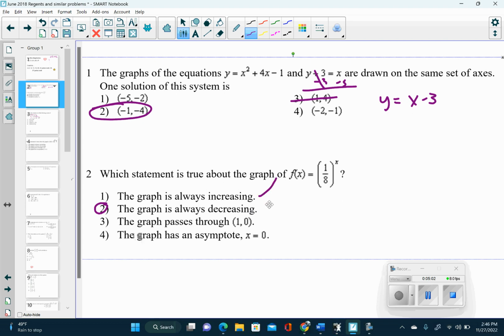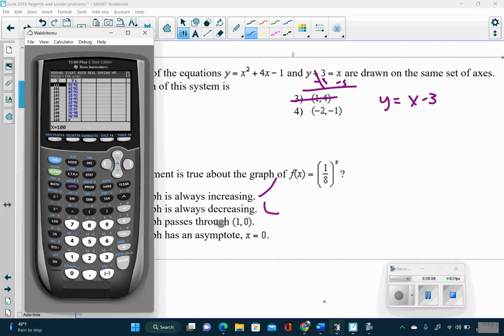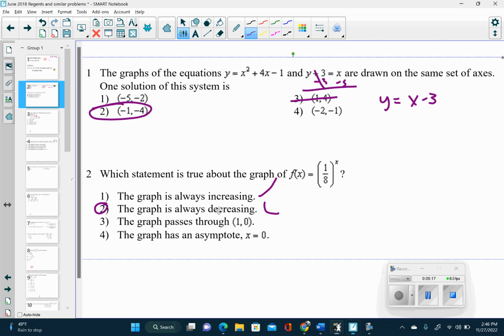Increasing is going to look like that. Decreasing is going to look like what we have. The graph passes through 1 comma 0. If I go to my second table set, I go to number 1, I go to second graph. Across from 1, I don't have 1, 0, so that is not true also. And the graph has an asymptote at y equals 0.